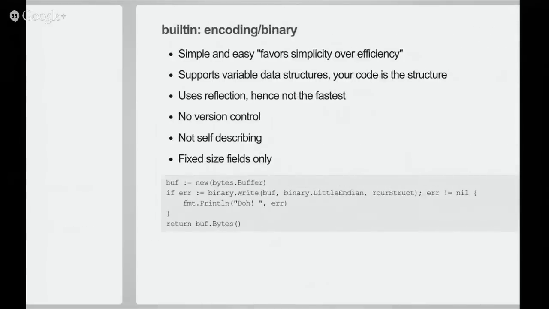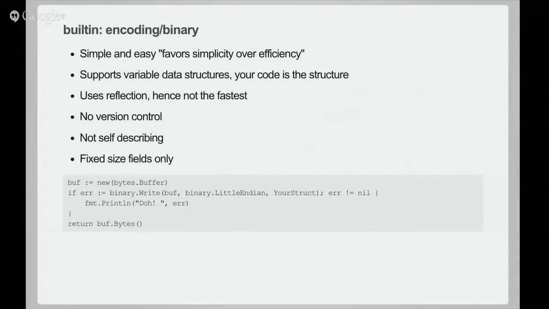In terms of options, there's built-in binary encoding in Go. If you haven't seen it, the package is actually there ready to use. And the code that's shown there is really all you need to do. Your struct is actually your struct, or whatever you want to encode.